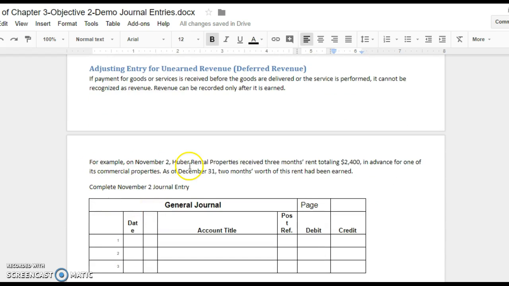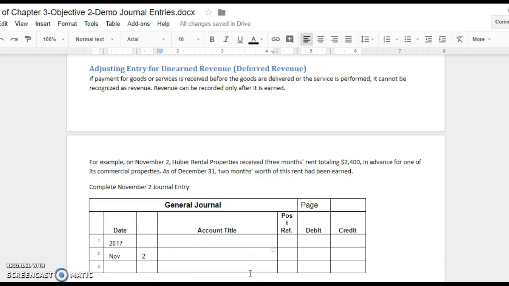In this example, on November 2nd, Huber Rental Properties received 3 months rent totaling $2,400 in advance for one of its commercial properties. As of December 31st, because we are doing our adjusting entries at the end of the year, 2 months worth has actually been earned. So let's show what the journal entry would look like for November 2nd, to get an idea of what is happening here. First we're going to put in the year, in November 2nd.